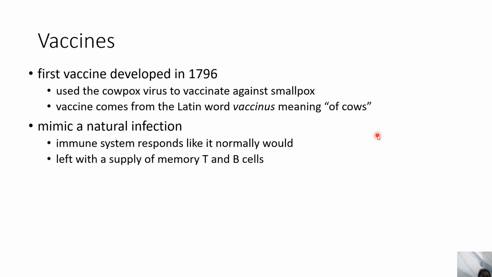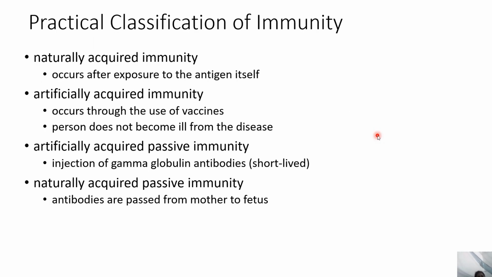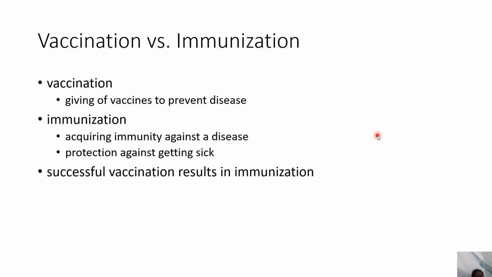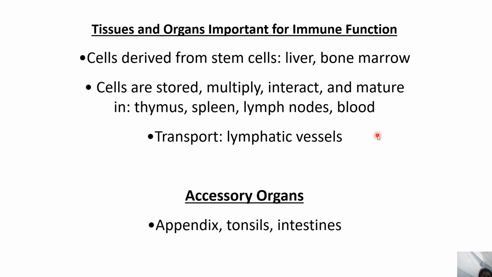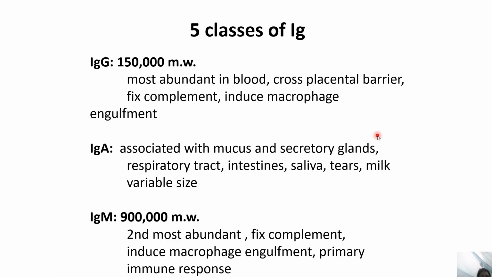If we talk about naturally acquired immunity, it occurs after exposure to the antigen itself. Artificially acquired immunity occurs through the use of vaccines. The person does not become ill from the disease. Artificially acquired passive immunity is the injection of gamma globulin antibodies. Naturally acquired passive immunity is when antibodies are passed from mother to fetus. Okay. We have discussed vaccines in the previous classes. I will not go into that again.